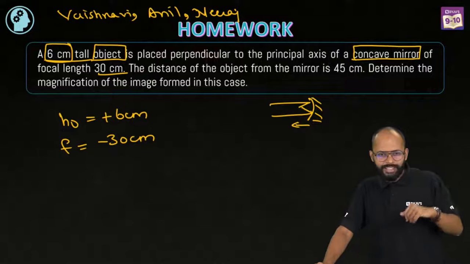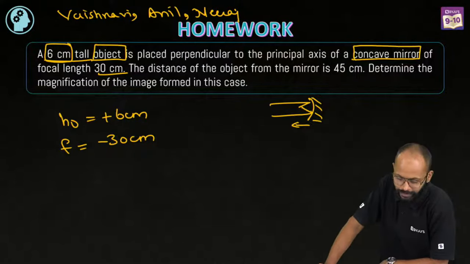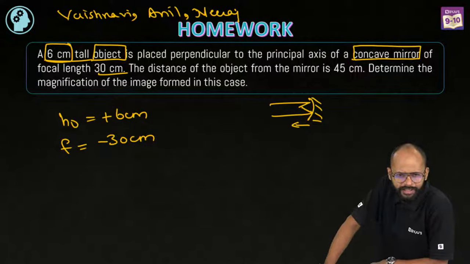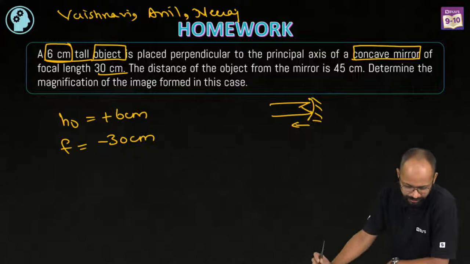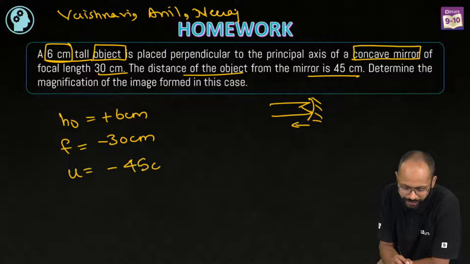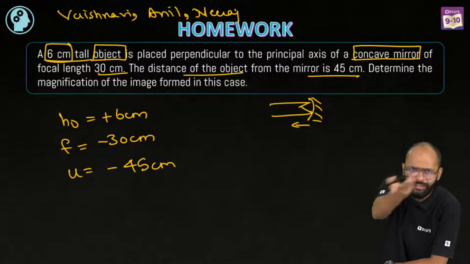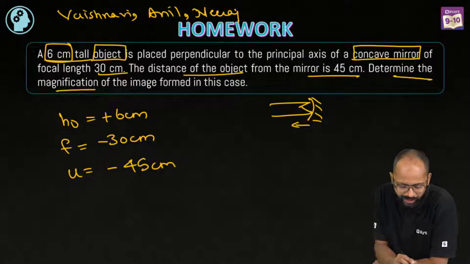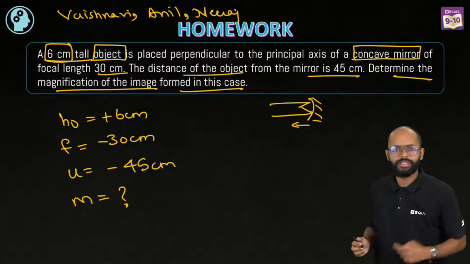Everybody is saying 6 by 25. Is it? Hi, oh, smiley queen. Come on. The distance of the object from the mirror is 45. U is minus 45 centimeters. Sir, why? Because U is to the left. That's why. Determine the magnification of the image formed in the case. Kya pucha hua hai, sir? Magnification. I don't know magnification. Kitna hoga? I don't know.